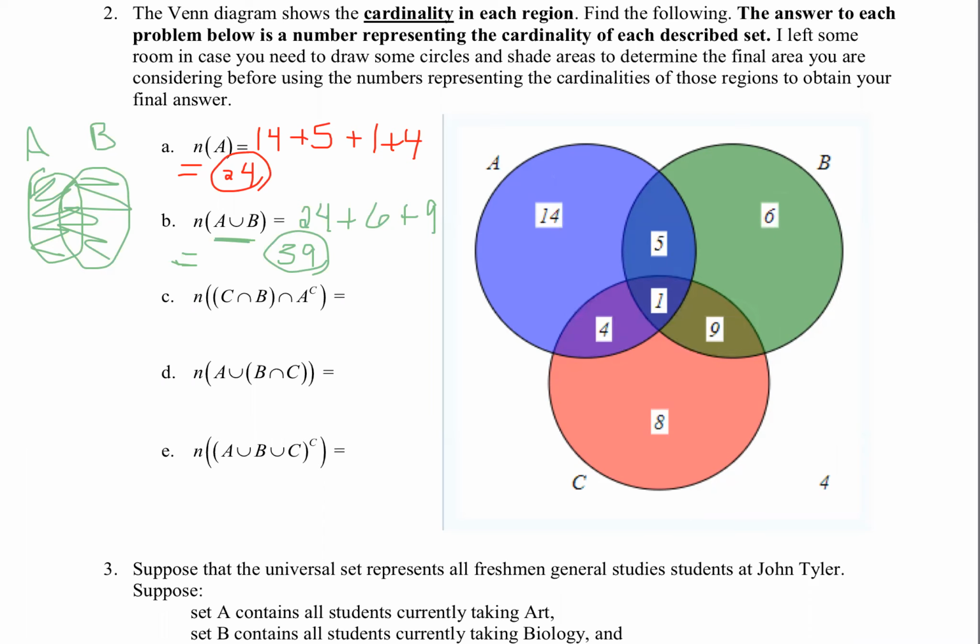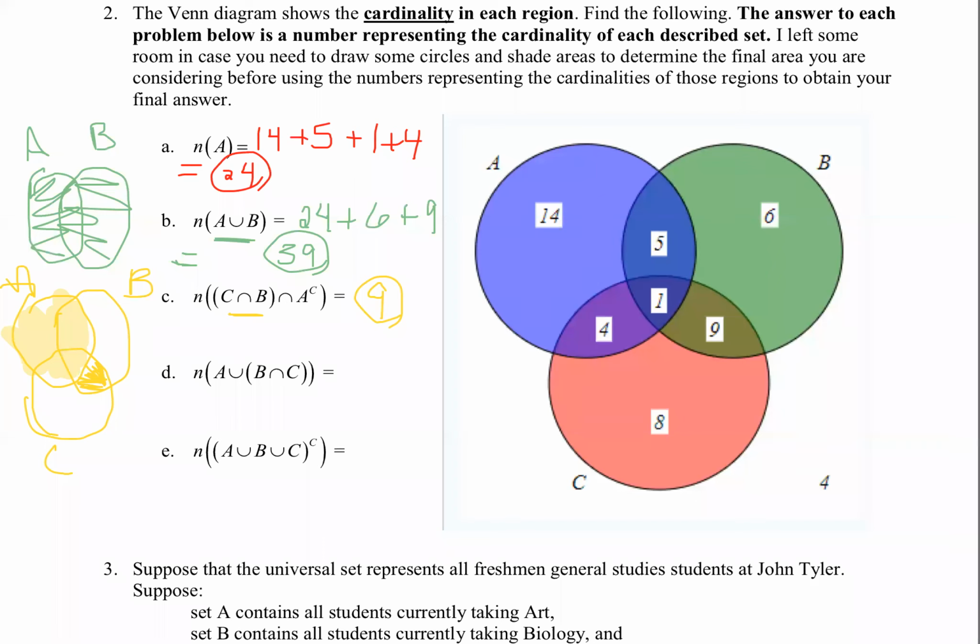All right, then this one will look really good if we draw a picture. Okay, so let's figure out what this is asking. Intersection of not A, which means not A can't have any of this. So that's out. And then C intersect B. So this is A, B, C. So it's where they intersect, but don't include A. So it's this piece right here. So it is the 9.